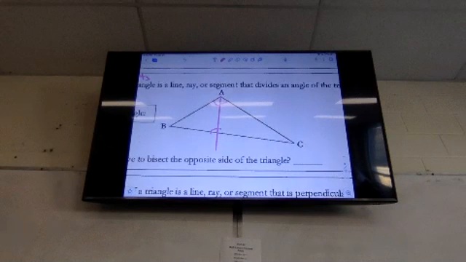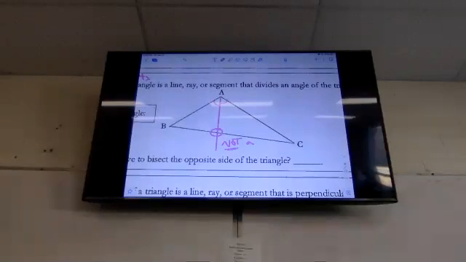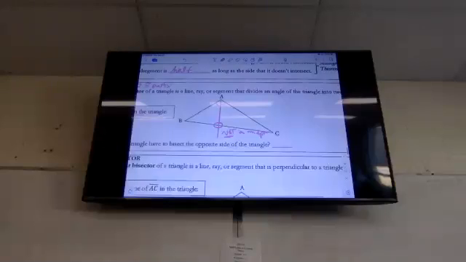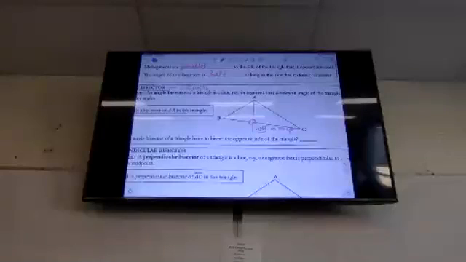Now, this right here, I need you to know that that is not the midpoint. It is just a point on the line. So does the angle bisector of a triangle have to bisect the opposite side of the triangle? No, it does not necessarily cut BC into 2 equal pieces. So no, it does not go through a midpoint.